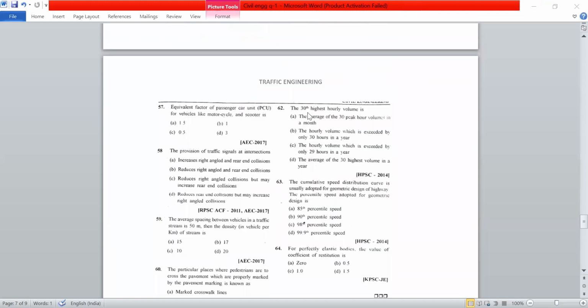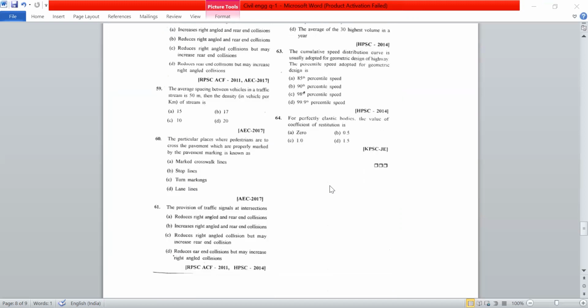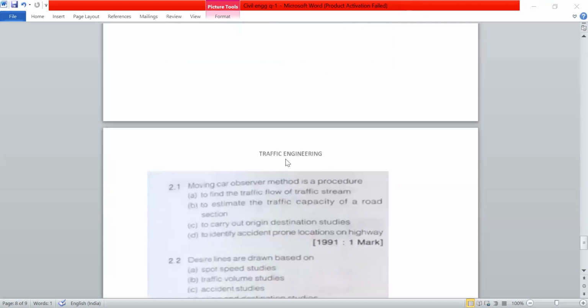The 30th highest hourly volume is the hourly volume which is exceeded by only 29 hours in a year. The cumulative speed distribution curve is usually adopted for geometric design of highway. The percentile speed adopted for geometric design is 98 percentile speed. For perfectly elastic bodies, the value of coefficient of restitution is 1.